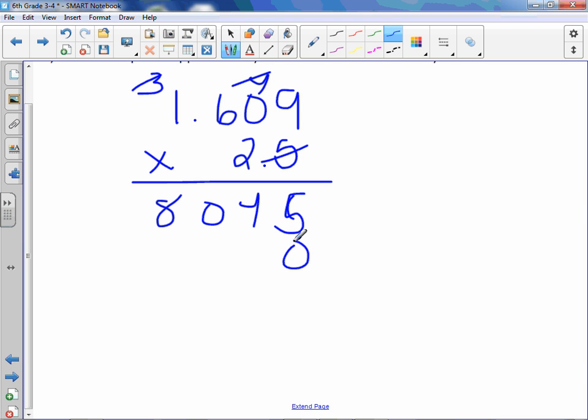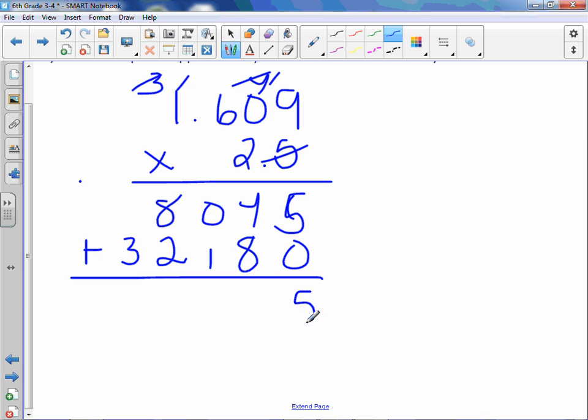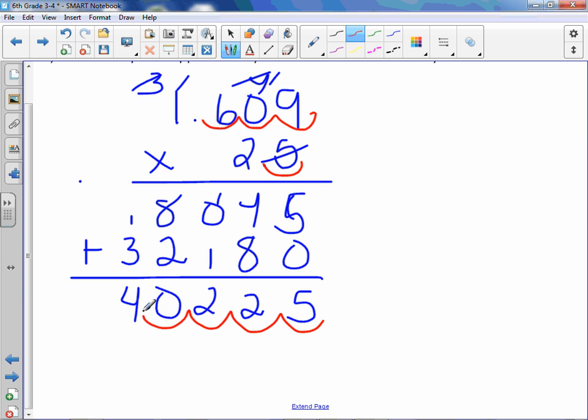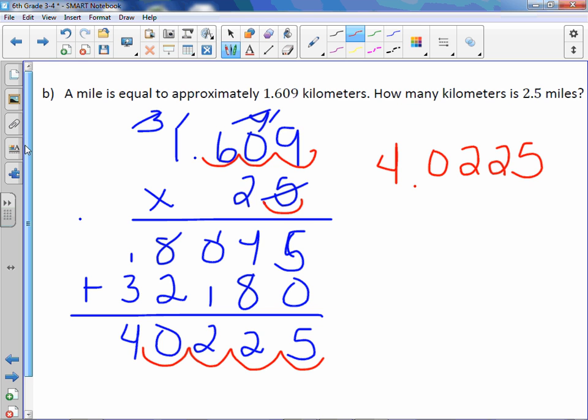Placeholder. 2 times 9 is 18. 2 times 0 plus 1 is 1. 2 times 6 is 12. And 2 times 1 plus 1 is 3. Add them up. And we have 1, 2, 3, 4 behind. 1, 2, 3, 4. So our answer is 4.0225, and we are talking about kilometers.